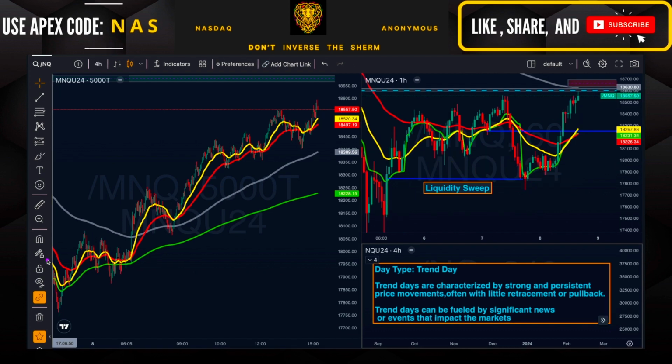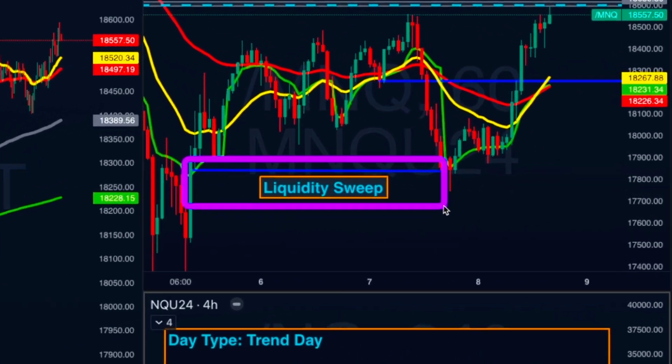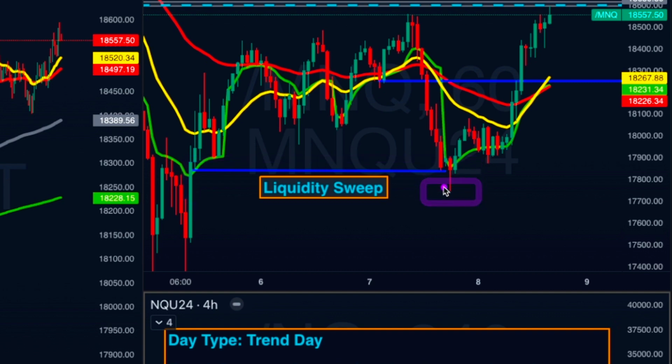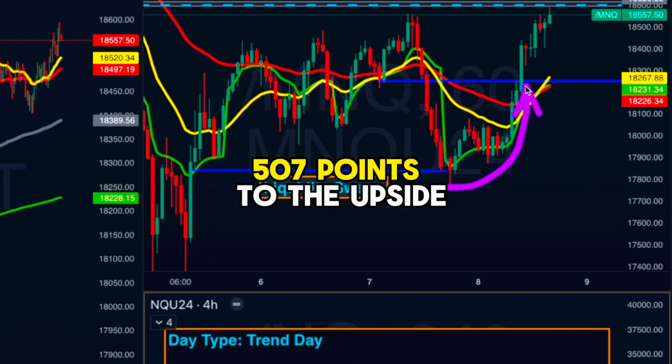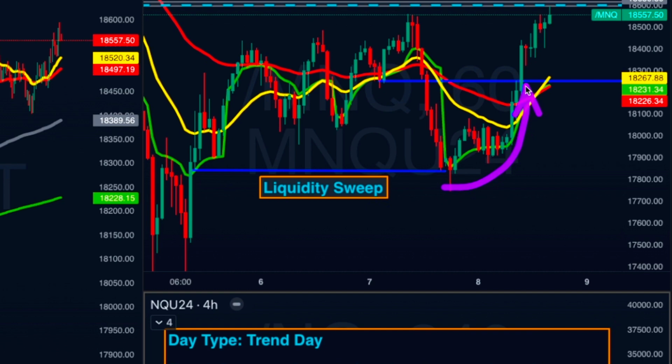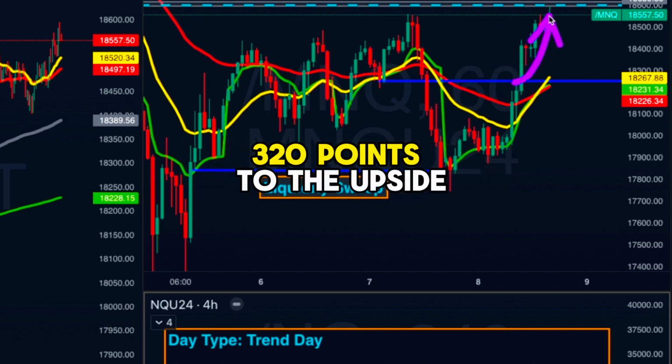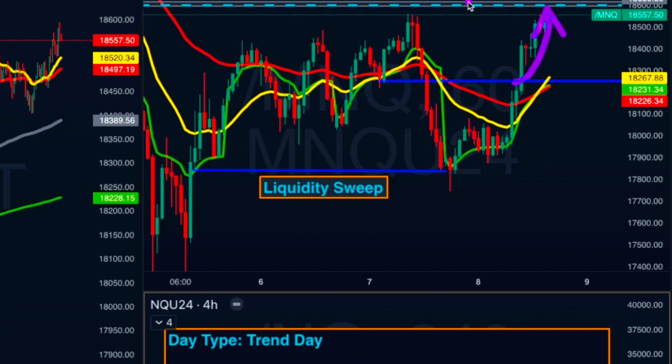During the overnight session, the Nasdaq opened with a bearish move to the downside that suggested that we might see additional selling pressure from the bears. However, after price swept the liquidity underneath yesterday's lows and the bulls were able to find support, the market rallied 507 points to the upside, finding resistance here at this key level. Once price broke out of this key level around 252, the Nasdaq rallied an additional 320 points to the upside, retesting and taking out yesterday's highs.